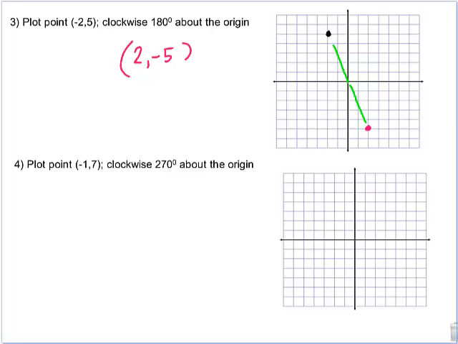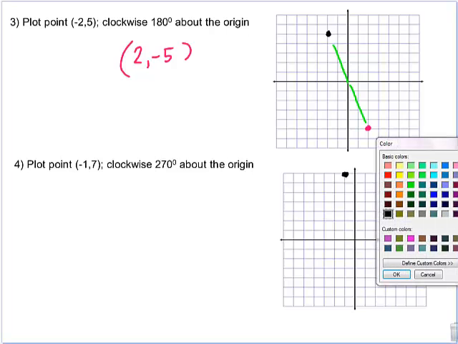Okay, plot the point -1, 7, and this time we want to go clockwise 270 degrees. So 270 degrees, how much is that? So you go, this is 90, right? Then we go 180. You have to go one more time for 270. So 90, 180, 270, and now read your new point. Yep, so at -7, 1.